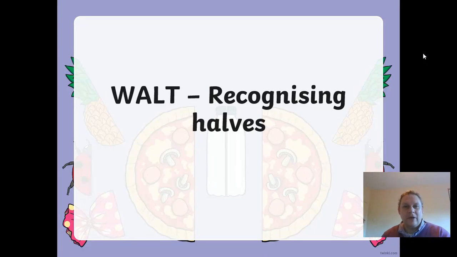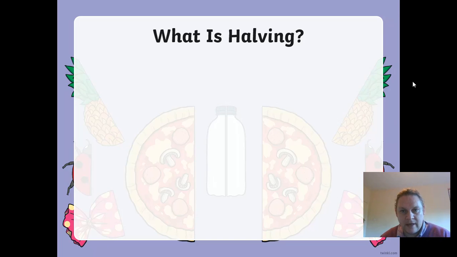Hello everyone, Mr. Shepherd here again with some more maths, and our work for today is recognising halves. Okay, what is halving?